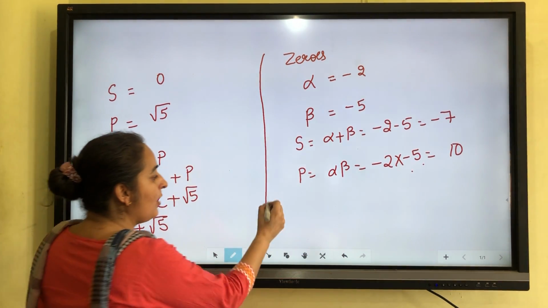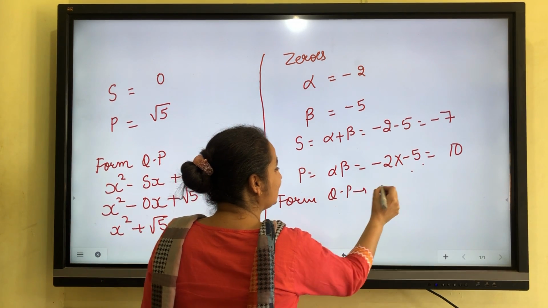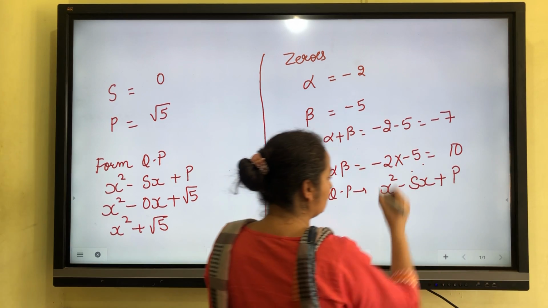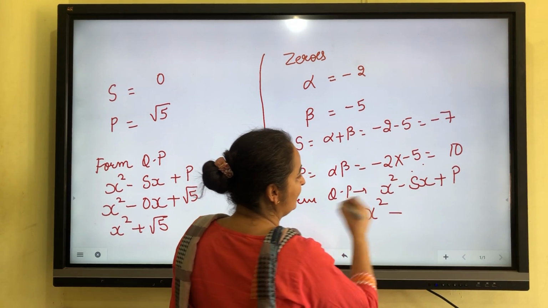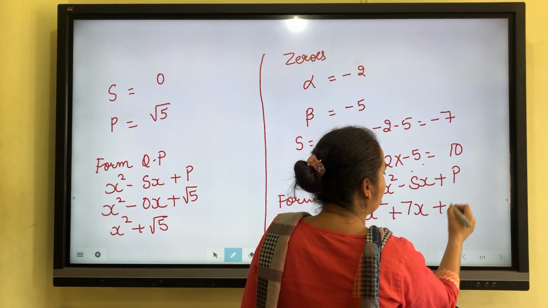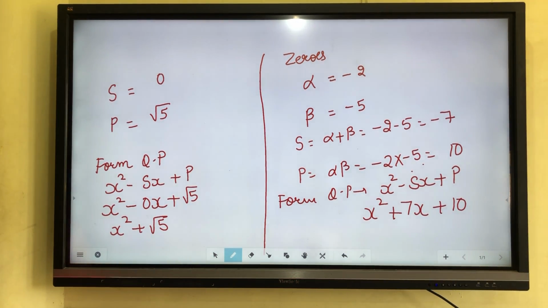Now form the quadratic polynomial, that is x square minus sum x plus product. X square minus, what about the sum? 7, and the product is 10. This is the quadratic polynomial if zeros are given, and this is the quadratic polynomial if sum and product are already given.